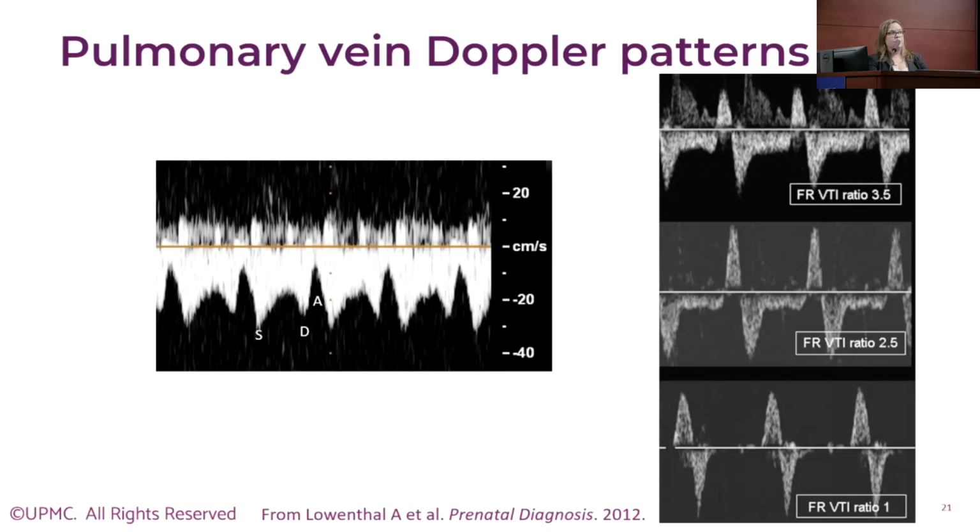And we use the ratio of the VTIs, the Doppler tracings, between forward and reverse to assess this. Tracings where the ratio is greater than 5 are felt to be not as concerning for restriction, whereas ratios of less than 3 are very concerning for significant atrial septal restriction that will cause instability in the postnatal period and a high likelihood of requiring urgent intervention.